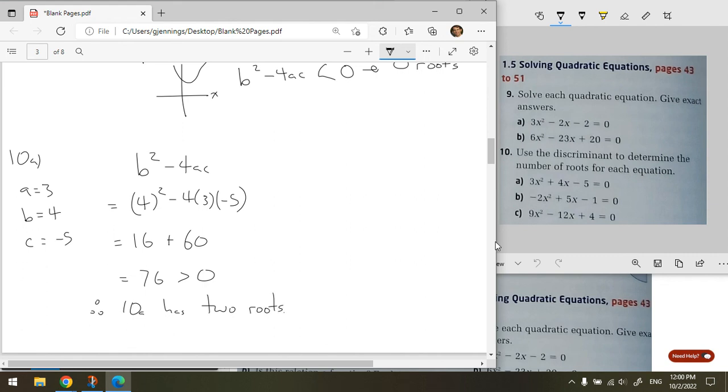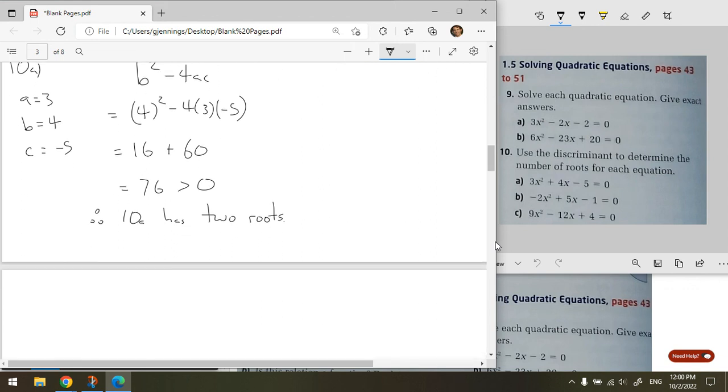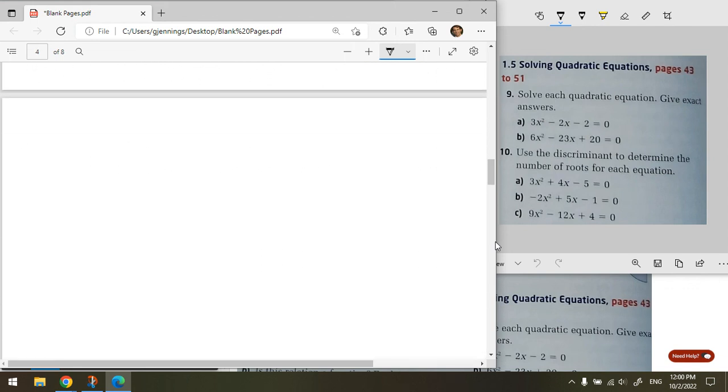We haven't been asked to find the roots. We just want to know how many there are. We know there's two, so let's keep going. All right, 10b. What's my a? My a is equal to negative 2. My b is equal to 5. And my c is equal to negative 1.